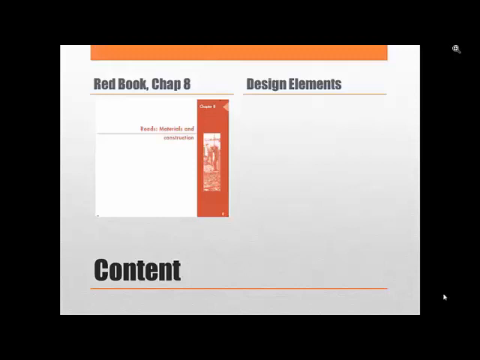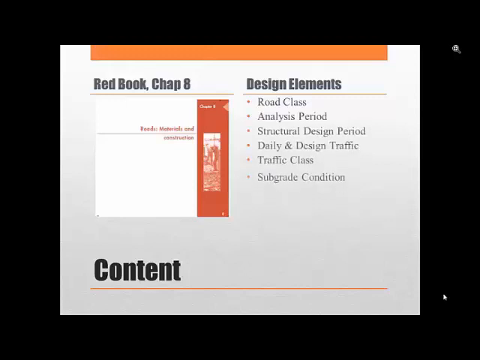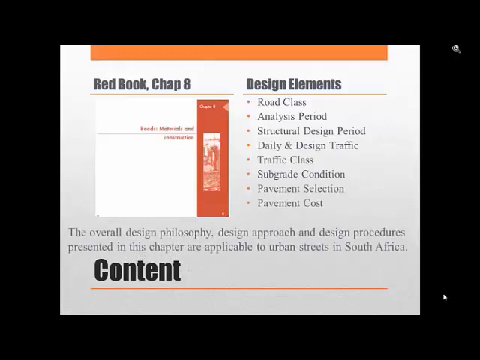The catalogue method is referenced from the Red Book Chapter 8. The method will discuss selected elements with particular emphasis on the design period, bearing capacity, subgrade, and selection of a final pavement design based upon cost. The overall design philosophy, design approach, and design procedures presented in this chapter are applicable to urban streets in South Africa.